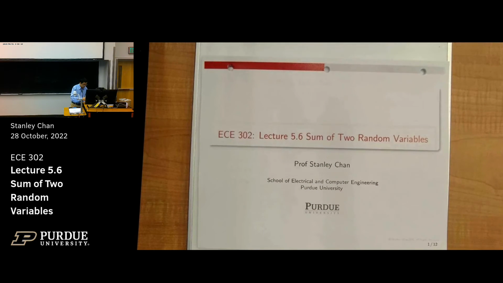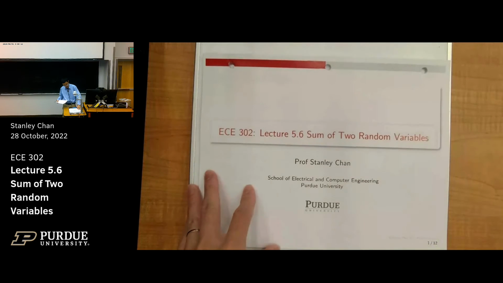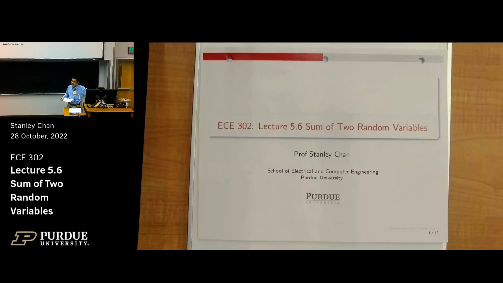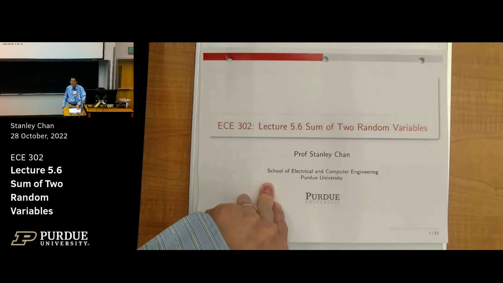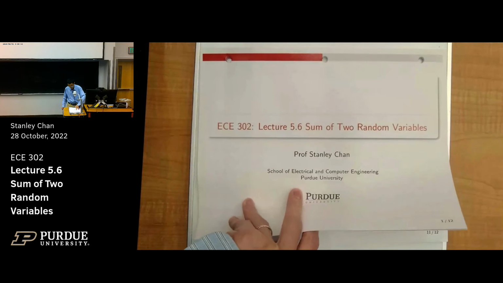Sum of two random variables. Again, it can be as tedious as you can imagine, but the principle is very simple. The principle is very simple. Let me start by telling you examples, and then we can go back to the principle. Because otherwise, it's very difficult to get any concrete understanding.